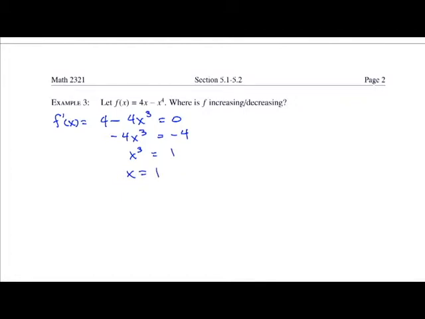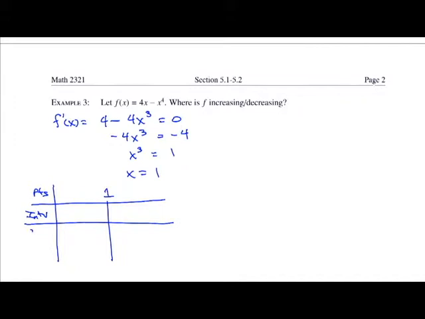And so now we create the box. So we have the points. And in this case, we only have one point. Then we have the intervals. And we have f prime. And we have f increasing and decreasing. So we have -infinity to 1, 1 to infinity. We need to test the derivative at, let's say, 0. So that would be 4, so that's a plus.